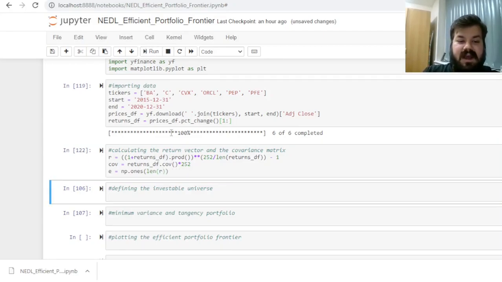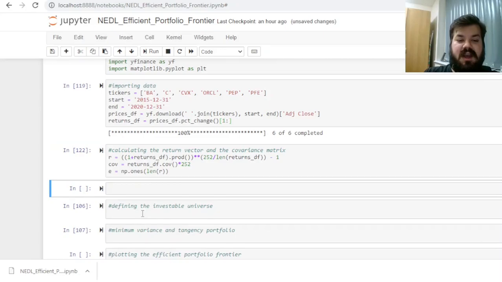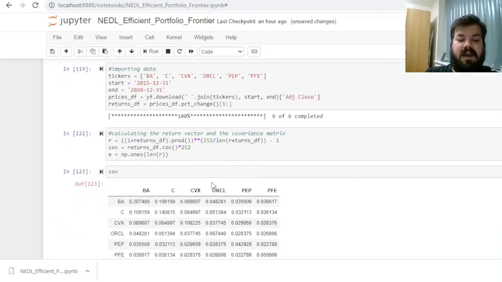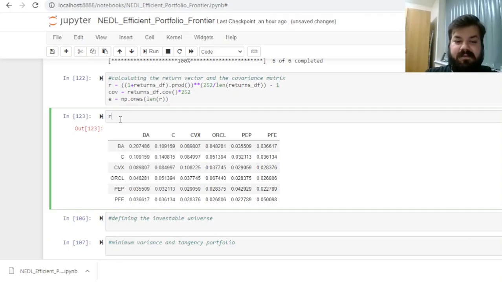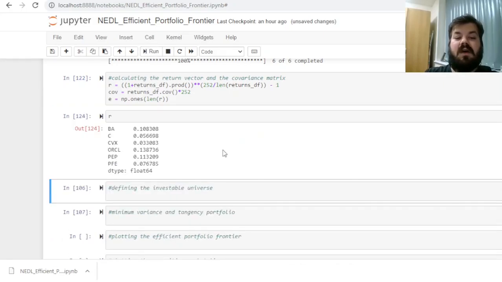So we enforce that, and then just to check that we are on the right track, our covariance matrix looks as follows. It's a 6 by 6 matrix with diagonal elements representing variances. It is symmetric with non-diagonal elements capturing all possible covariances between our assets. Whereas the R vector, the vector of returns, shows us how well these stocks performed over the course of the 5-year period we've selected.